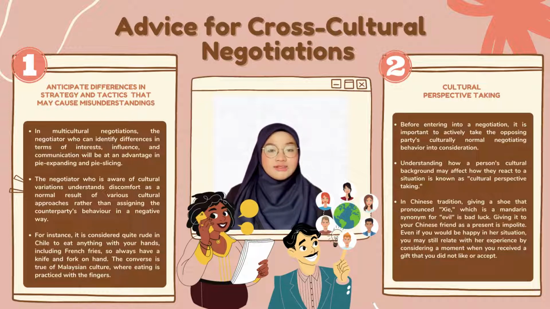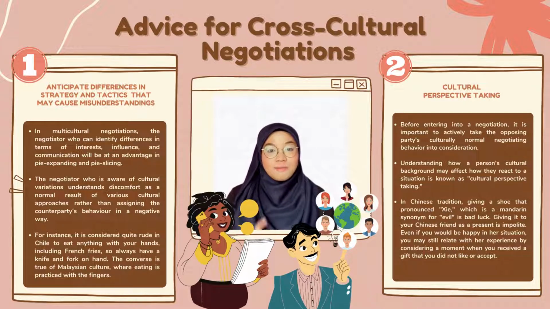In multicultural negotiations, the negotiator who can identify differences in terms of interest, influence, and communication will be at an advantage in pie expanding and pie slicing. The negotiator who is aware of cultural variation will understand discomfort as a normal result of various cultural approaches, rather than assigning the counterparty's behavior in a negative way. It is a good thing you need to do when doing negotiations.